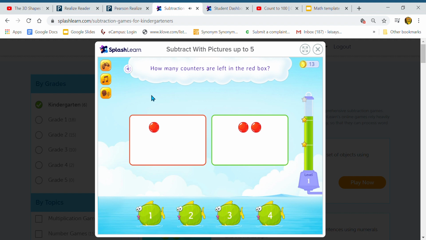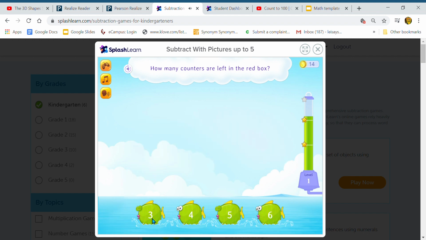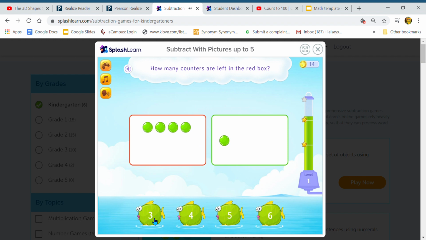Alright, so first we have to figure out how many counters there are all together. So how many counters are there all together? 1, 2, 3. Alright, so show me 3 fingers. Good. Now take away or hide 2 of those fingers. Put 2 of those fingers down. How many fingers are still up? 1. 1 is left. That's right! How many counters are left in the red box?